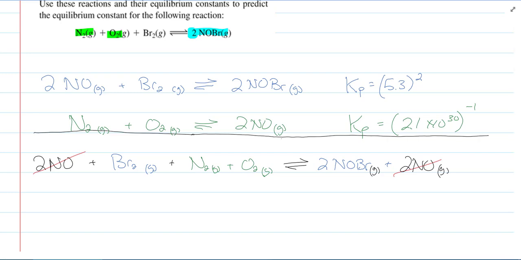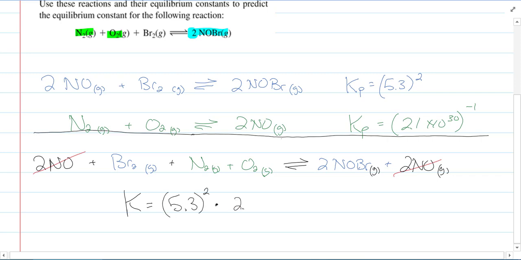So this new K would be 5.3 squared multiplied by 2.1 times 10 to the 30th to the negative 1, which would be 1.3 times 10 to the negative 29. And there you go. So there's a manipulation of K.